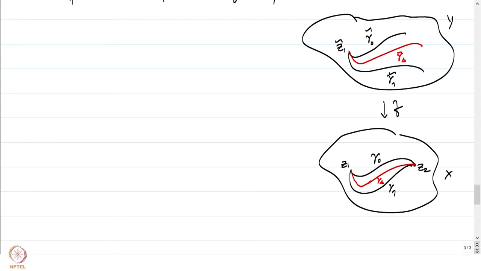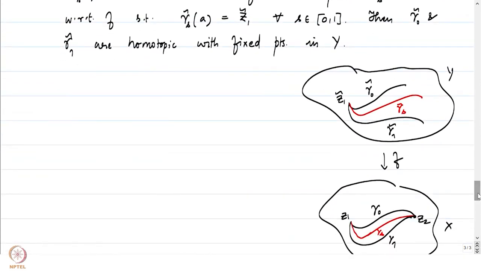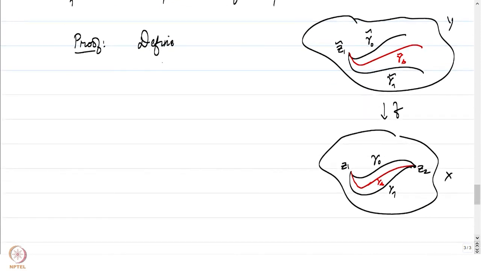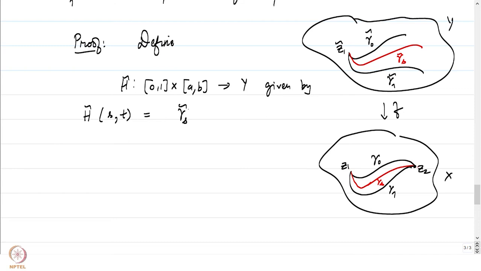Then what is being claimed is that gamma 0 tilde and gamma 1 tilde are going to be homotopic to each other. We do not know whether it ends at the same point or whether the natural definition of the homotopy that we will be defining is going to be continuous. So, that is going to be the goal while we try to prove it. The natural definition is going to kick in for the homotopy, which will be our first guess. Define H tilde from [0, 1] cross [A, B] into capital Y given by H tilde of S comma T is equal to gamma S tilde of T.